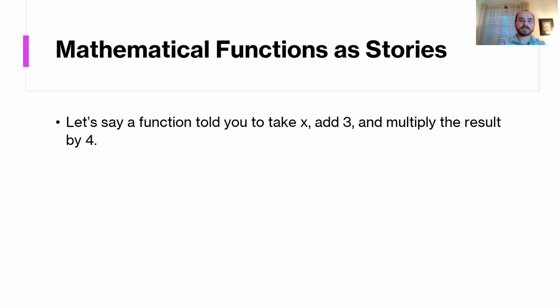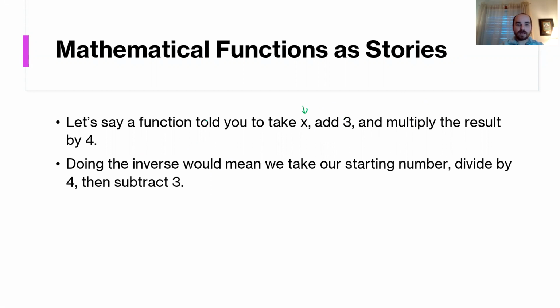Now, mathematical functions as stories, specifically the book likes to do this a lot. I'm never a huge fan of it, but some people, I guess it helps make this easier. So let's say a function told you to take x, add 3, and then multiply the result by 4. Now, we could write this out mathematically, and I'm going to do that in just a second. But for right now, we want to find the inverse without bothering to do any fancy math stuff. So we have our x value. This is our start. We're going to add 3, that's our first operation, and then we're going to multiply the result by 4. So to undo that, we're going to take our starting number, divide it by 4, and then subtract 3.